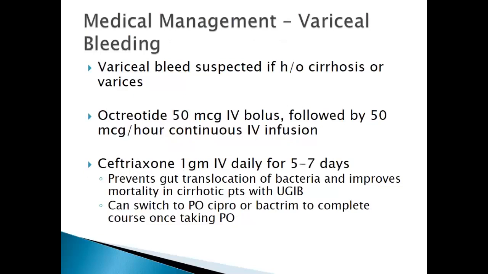And then the second important medication that you would start is ceftriaxone, or a third-generation cephalosporin, 1 gram IV daily, and the goal is for 5 to 7 days. In a prospective study, the thought was it prevents gut translocation of bacteria and improves mortality in cirrhotic patients with upper GI bleeding of any cause, regardless of variceal or other. So we recommend that immediately, and then you can always switch to a PO Cipro or a Bactrim to complete the course once they're taking PO.